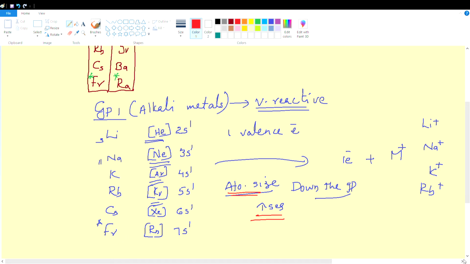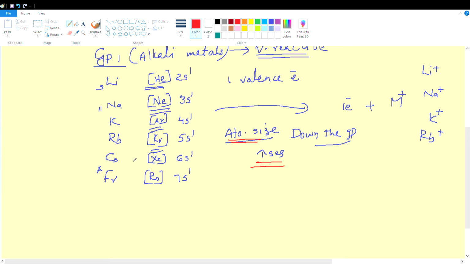Now, ionization enthalpy of group 1 elements. We know what ionization enthalpy is. It is denoted by delta Hi. It is the energy needed to remove the most loosely bound electron from an atom, that is, the valence electron. Because alkali metals have only one valence electron and a strong tendency to lose it, only a small amount of energy is needed to remove it. It is easy to remove; they readily lose their valence electron.